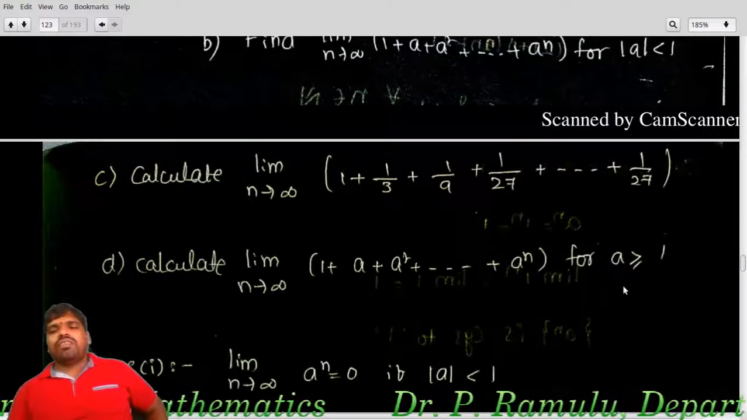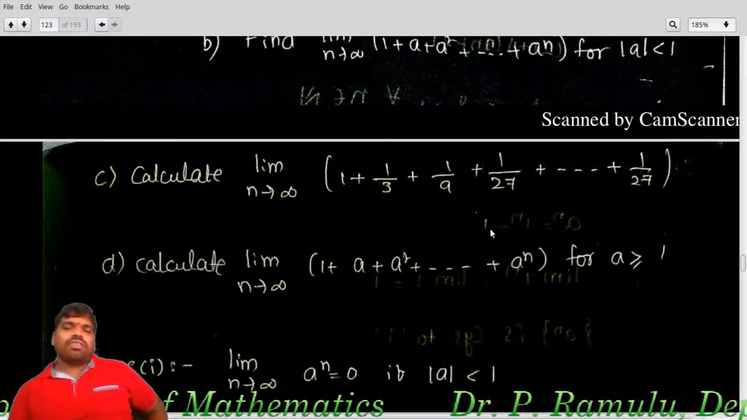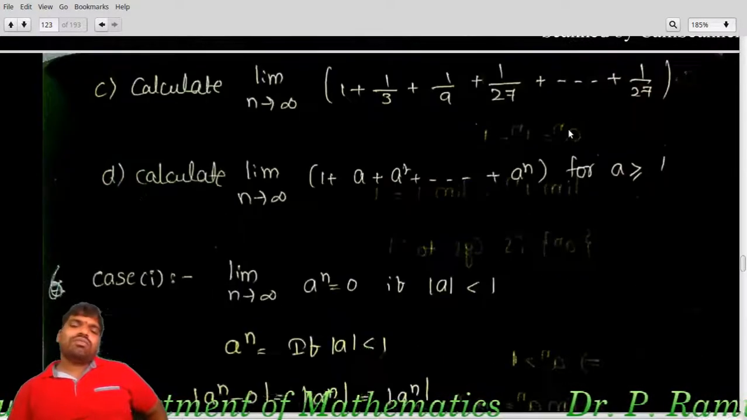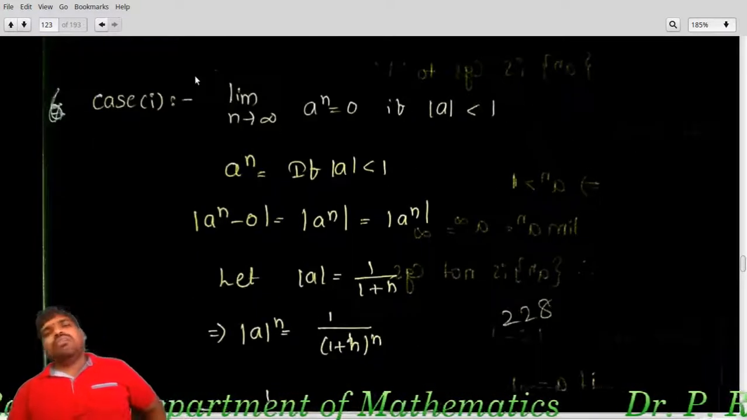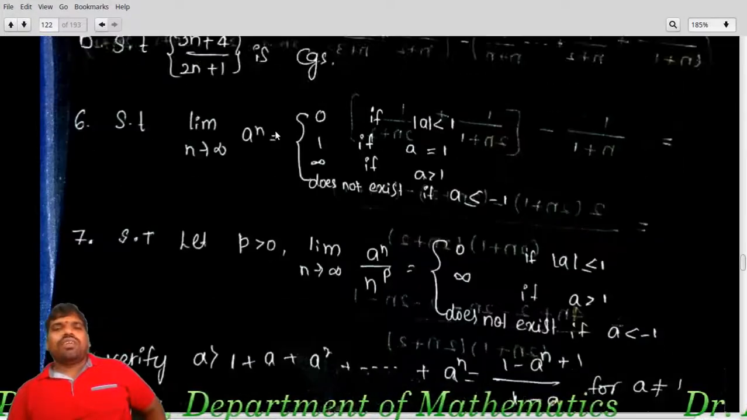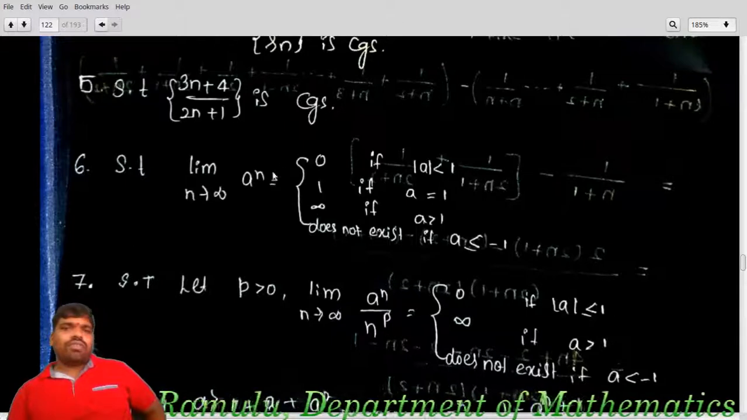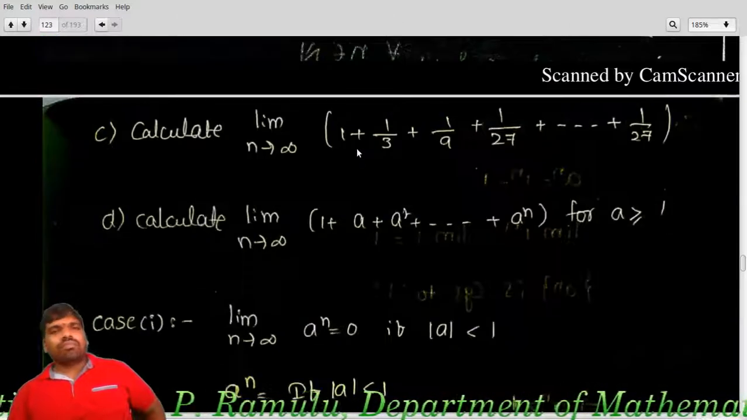Calculate 1 plus a plus a square and so on for a greater than or equal to 1. This problem was already discussed in another way, so now I am also discussing it. The limit of a^n equal to 0. First, what you have to show, I am showing; this was already explained.